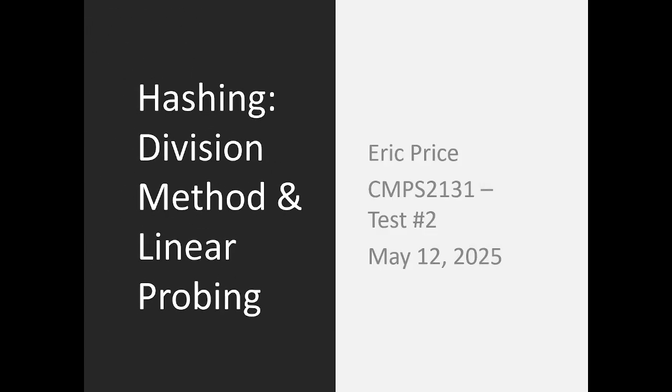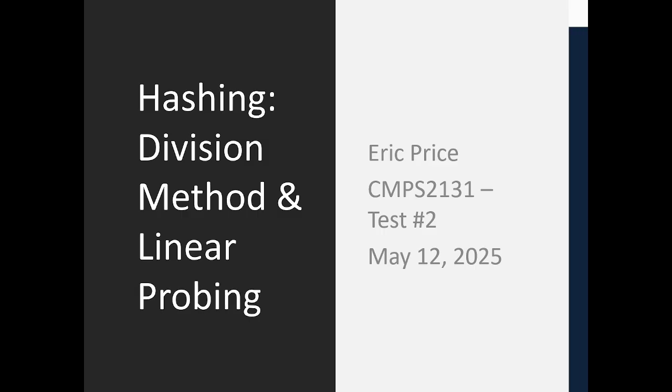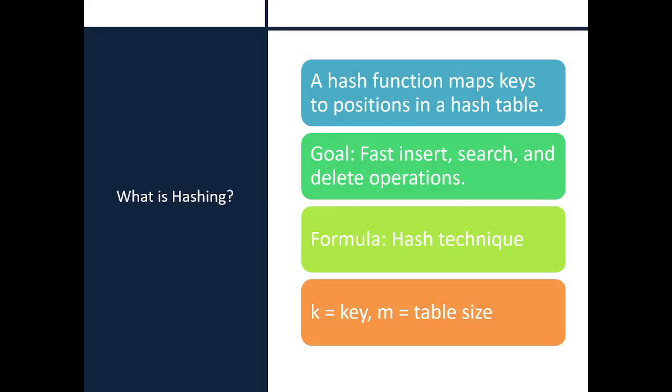For test 2, I will be discussing a hashing technique and a collision technique. But first, we want to know what is hashing. Hashing is a function that maps keys to a position in a hash table. The goal is to have fast insertion, fast searching, and fast deletion operations. The formulas they use are different hash techniques. The K is for key and the M is for the size of the table.